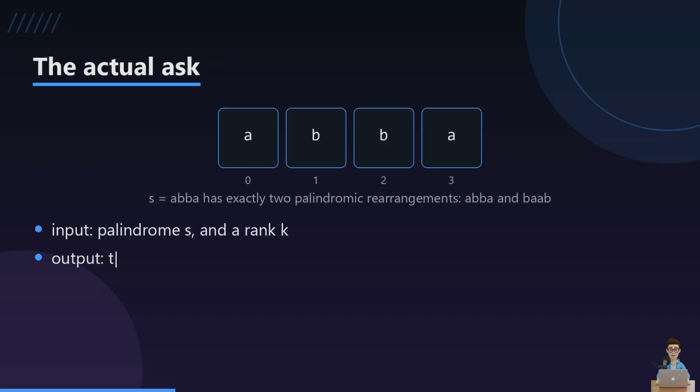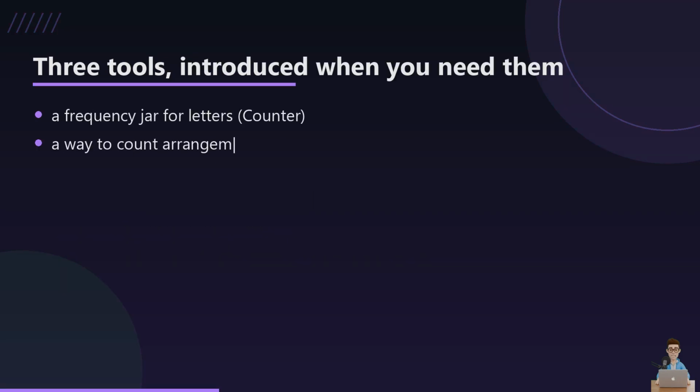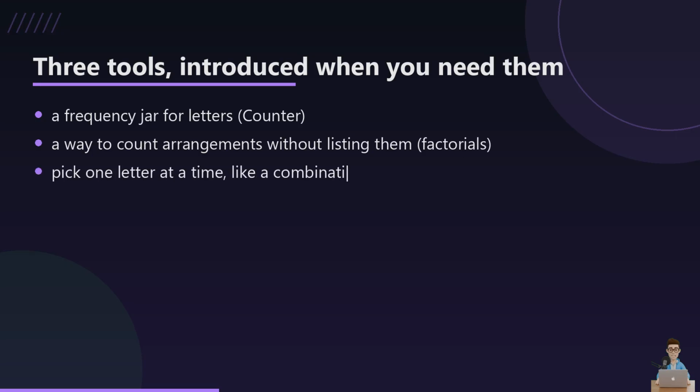Take abba. Rearrange its letters so the result is still a palindrome and you only get two options, abba and baab. Sort those alphabetically and k equals 2 just means pick the second one, baab. You do not need to memorize these yet. You will see each one the moment it is used.